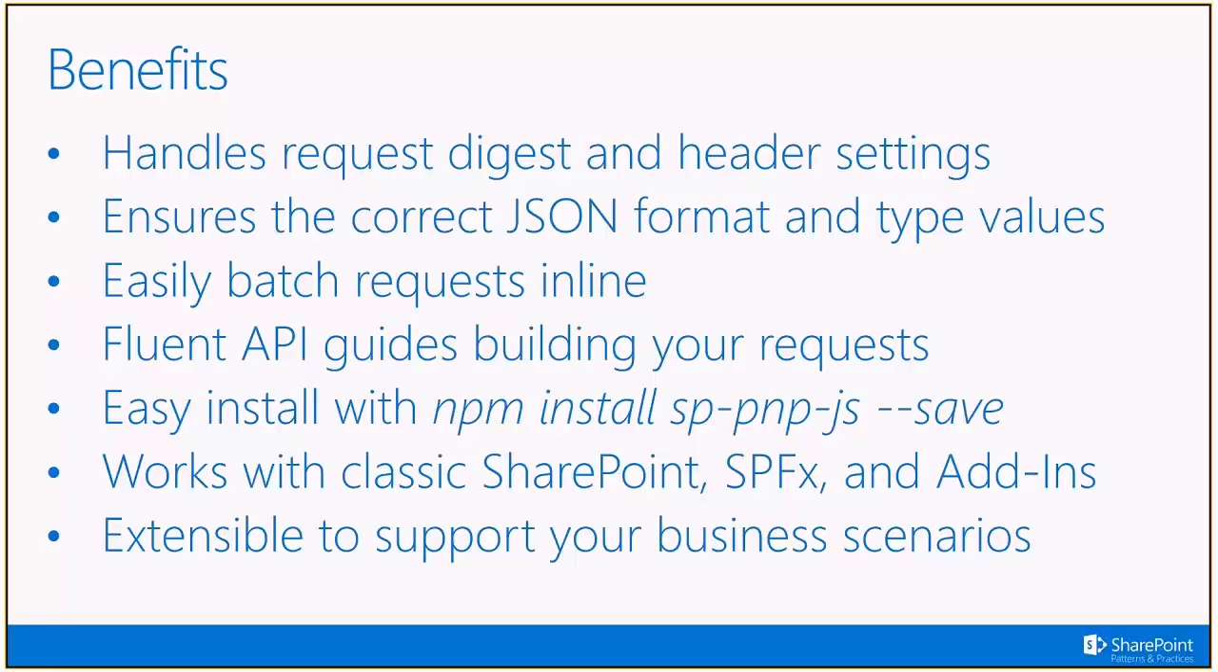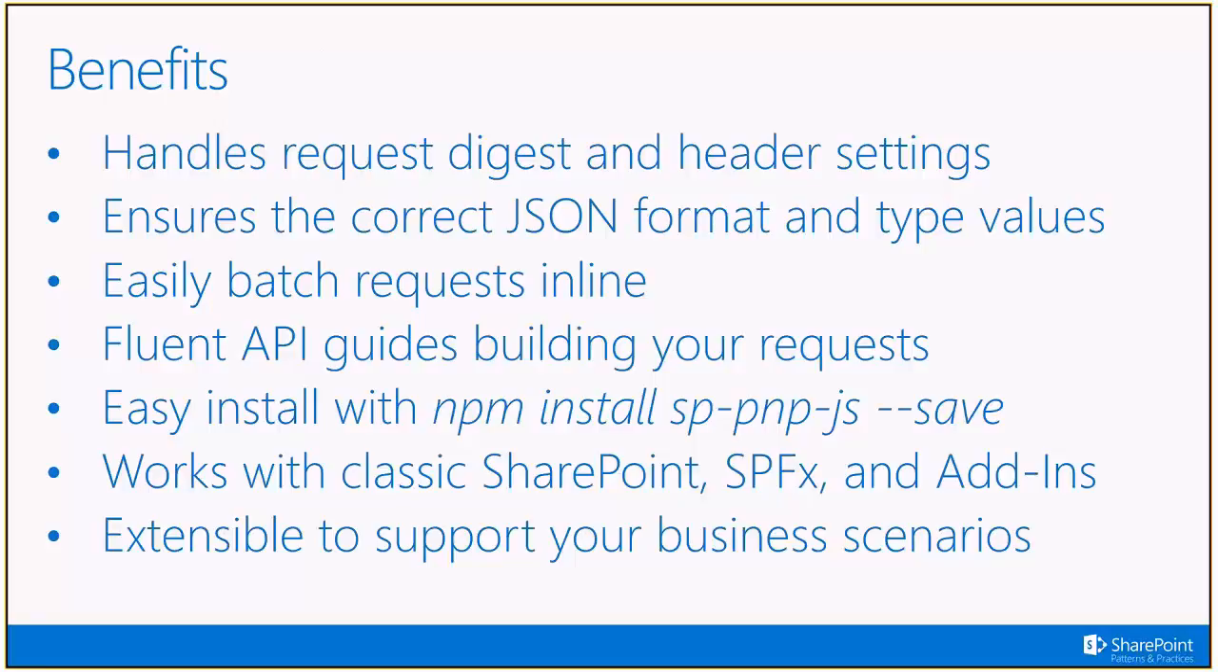For example, we're handling the request digest and all the header settings for you. When you make requests, we're ensuring the correct JSON format and the type values. For example, when you create a list item, you've got to have the list item type in that JSON body. Similarly, if you're creating a list, you've got to have the SP.List type in there. We take away the need to worry about that, and you can focus just on creating your lists and your items as needed.